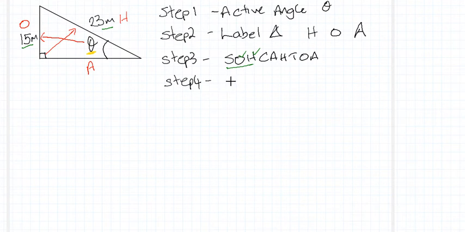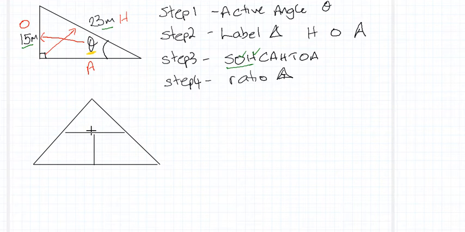So we now go on to step 4, where we draw our ratio triangle and put the values in. You'll notice here that I've got my ratio triangle. We put our values in, remembering that because we're using sine, I put SOH around the outside. Where the angle part goes, we put sine, but this time it's the sine of theta. The opposite side is 15 in this case, and the hypotenuse is 23.